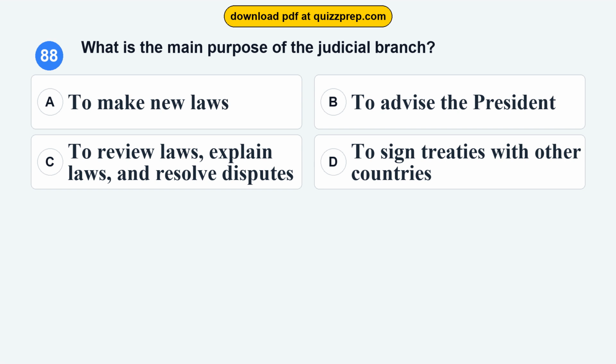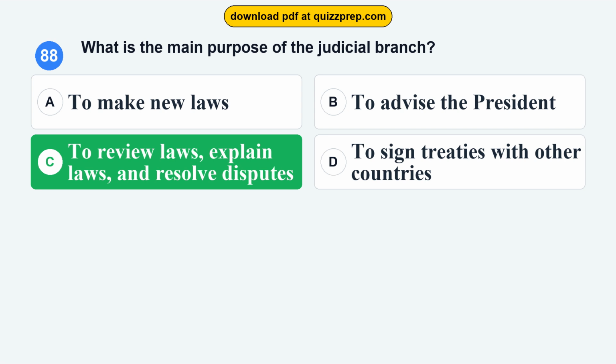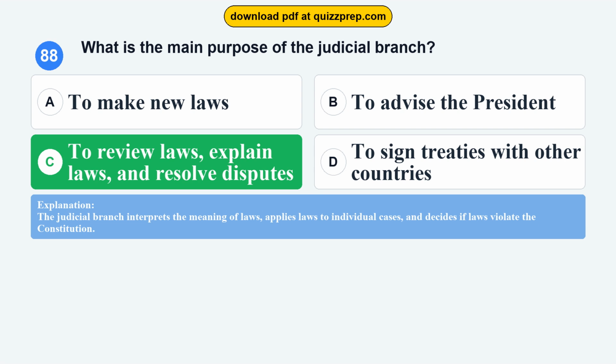To review laws, explain laws, and resolve disputes. Option D. To sign treaties with other countries. The correct answer is option C. To review laws, explain laws, and resolve disputes. The judicial branch interprets the meaning of laws, applies laws to individual cases, and decides if laws violate the Constitution.